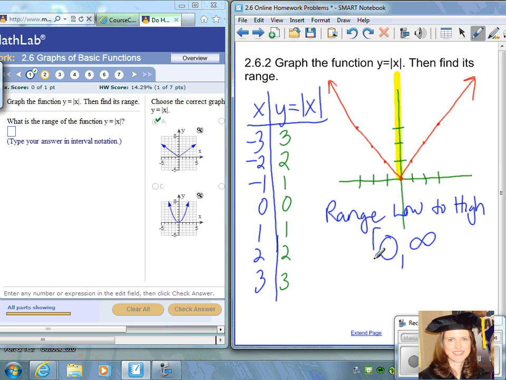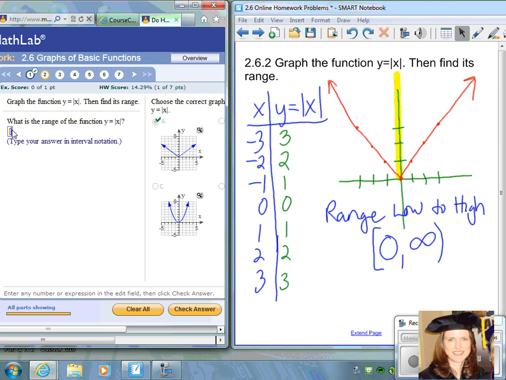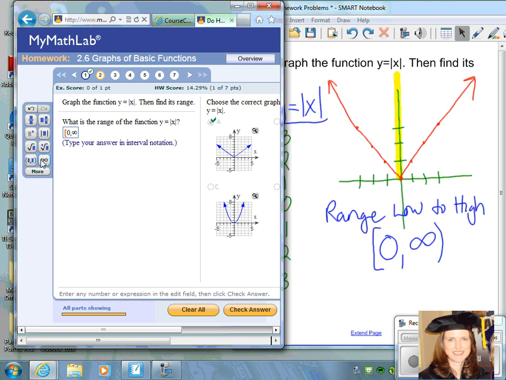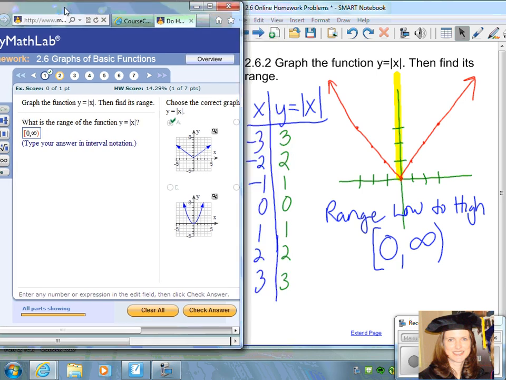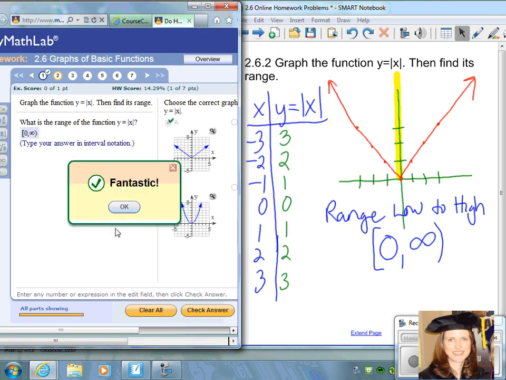We put a bracket next to the 0 because the graph actually does touch 0, and then we put parentheses after the infinity sign. Let's check our answer here. Using brackets and the infinity, fantastic.